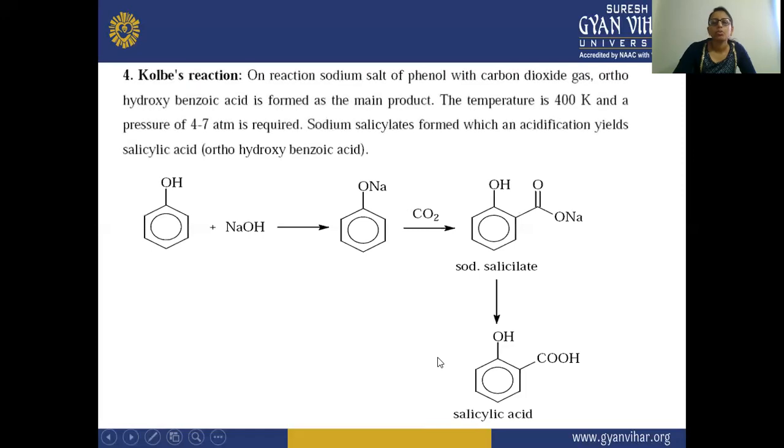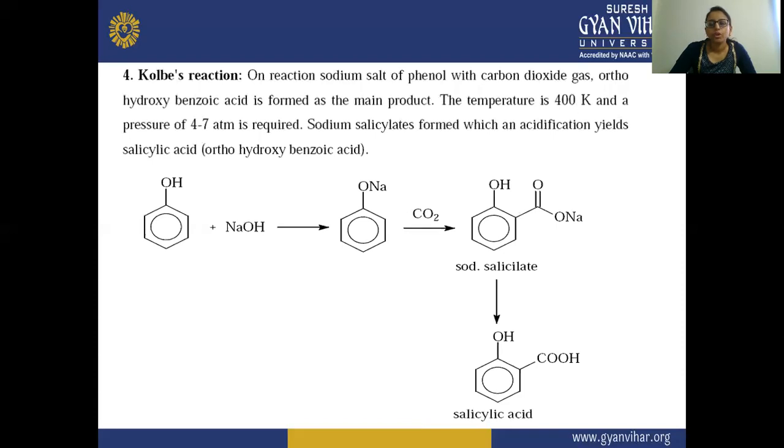Next is your Kolbe reaction. In the Kolbe reaction, on reaction of the sodium salt of phenol with carbon dioxide, orthohydroxybenzoic acid is formed as the main product. So the sodium salt of phenol is treated with carbon dioxide gas, and orthohydroxybenzoic acid is formed as the main product.